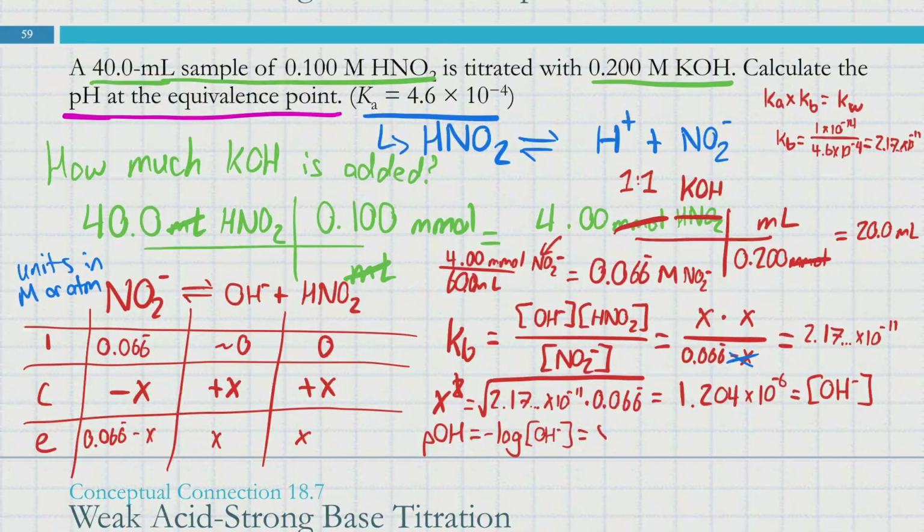So our pOH, 5.919..., 14 minus pOH equals pH. And we end up with a final result of 8.08.